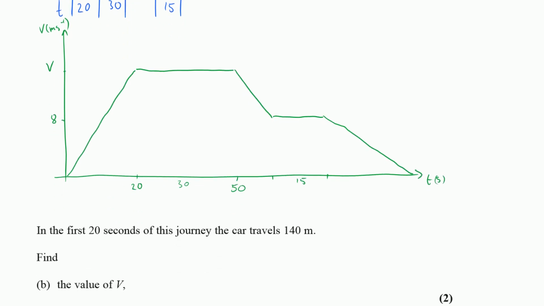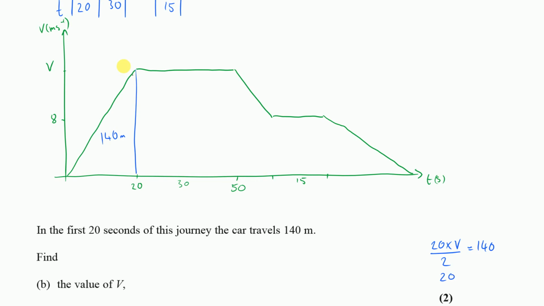The next part of this question, I'm told some additional information. In the first 20 seconds of the journey the car travels 140 meters. Let's add that information to my diagram because I know that the area underneath the velocity-time graph is going to give me the distance. So this is 140 meters, and looking at this shape I've got a triangle, so I can do some basic area arithmetic. I can do the base, which is 20, times the height, which is V, divided by 2, is going to give me 140.